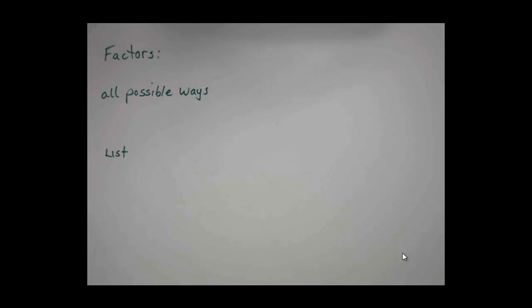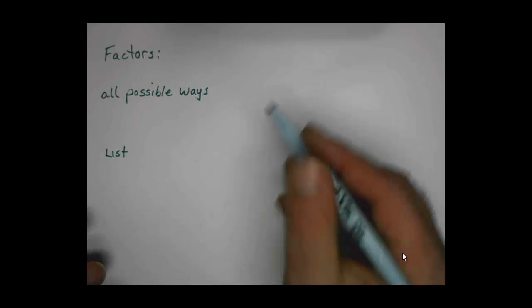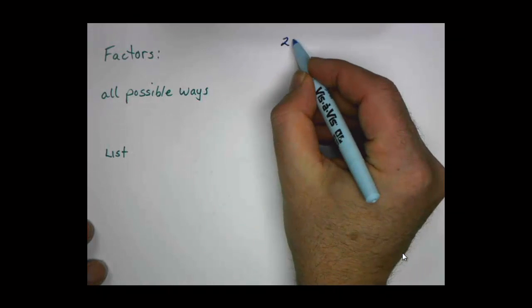Section 2.3, its main idea is to talk about factors, and factors are numbers that go into another number. Let's say that we're going to list the factors of, say, 20.